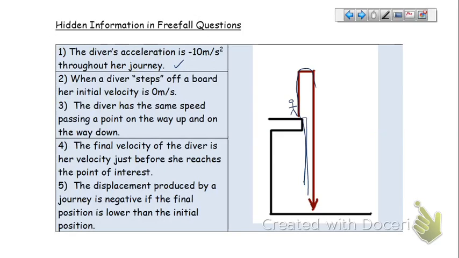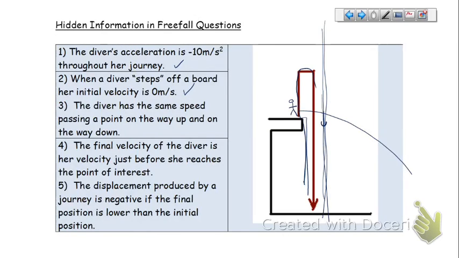So a diver's acceleration is minus 10 meters per second squared throughout her journey. When the diver steps off a diving board, her initial vertical velocity is 0 meters per second. Even if she runs and goes like that, we're only talking about one-dimensional motion here, vertically. She had a 0 initial velocity downwards.